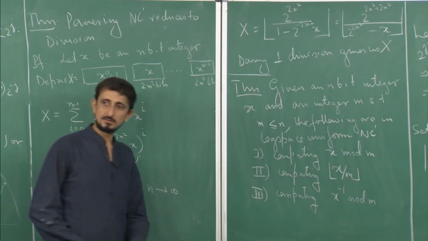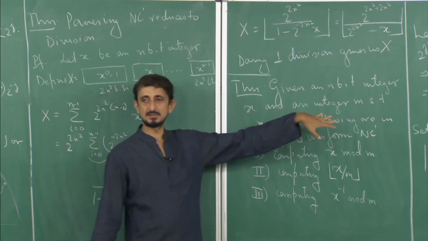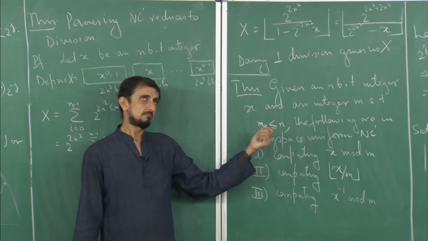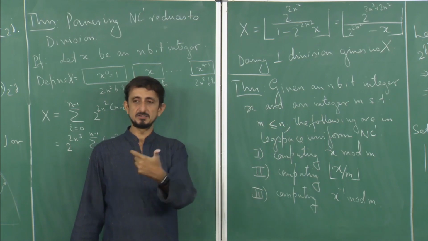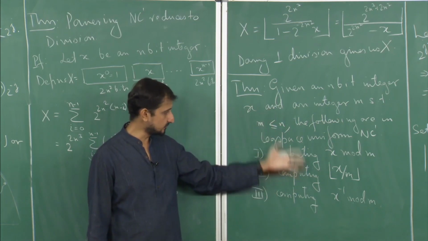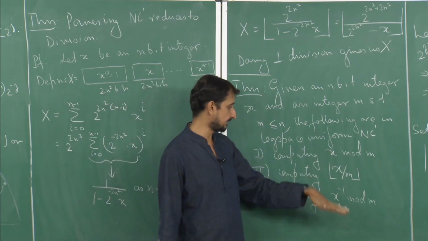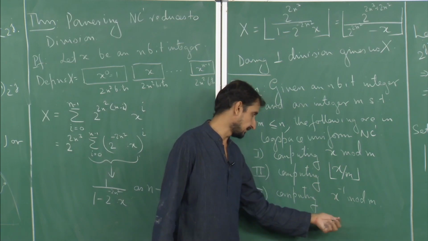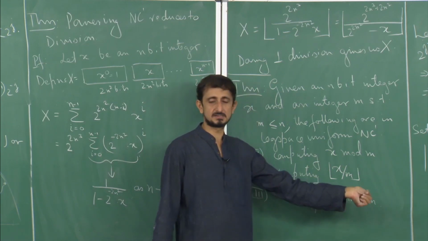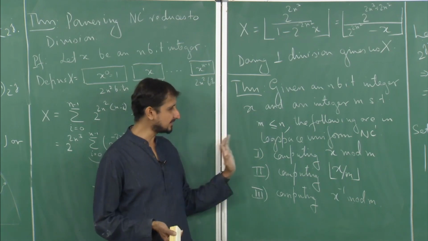Okay. Essentially what it is saying is that if the divisor m is less than n, so m is essentially a log n bit number at most, then we can actually do division and all these related problems, that is division, computing the remainder, and x inverse in NC1. Okay. So why is this important?